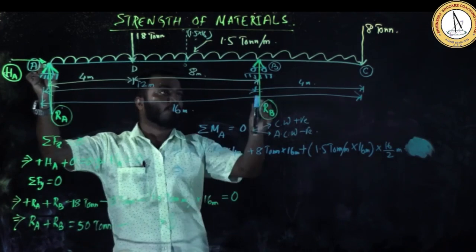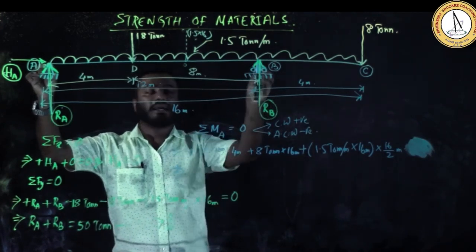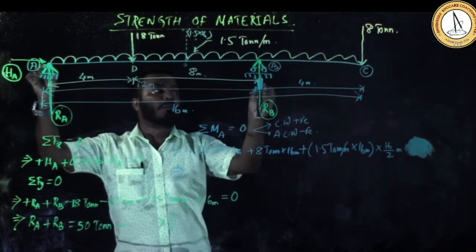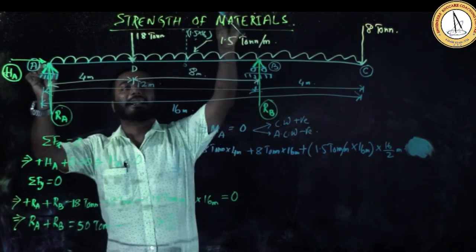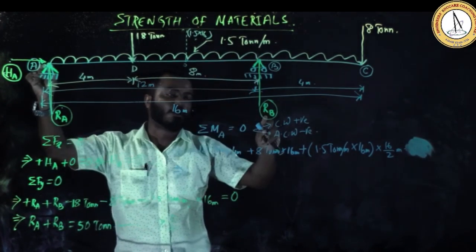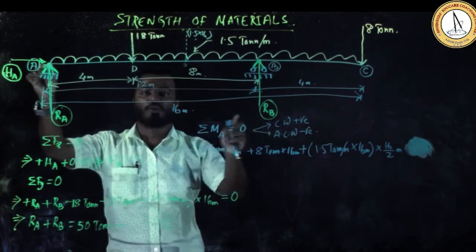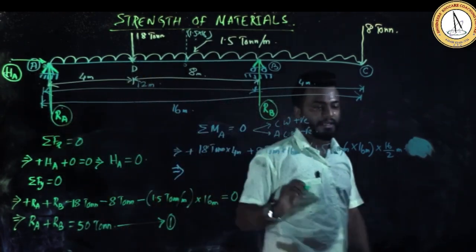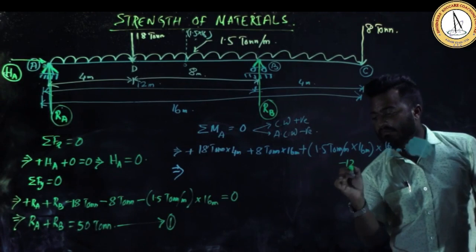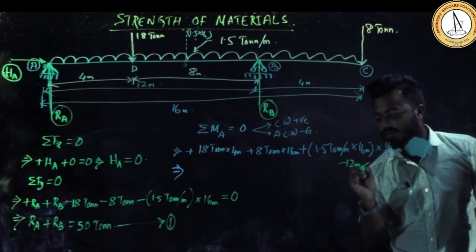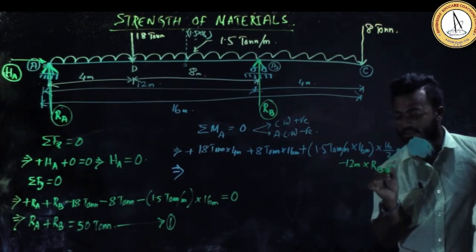Now what is the moment caused by RB at A? RB is in the upward direction, so RB will cause an anti-clockwise moment. What will be the moment? I don't know the magnitude of RB, so RB into 12 meter. It will be negative. Minus RB, or 12 meter into RB, is equal to 0.